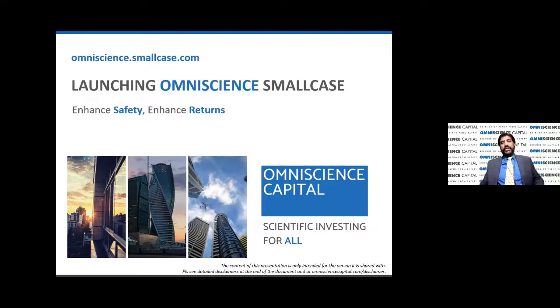We are glad to launch the OmniSign Small Case today. As you can see, our focus tagline is enhanced safety, enhanced returns. So that is behind all of our strategies. Earlier, this used to be available only to HNIs, and that's why we put the scientific investing for all now that we are on small case.